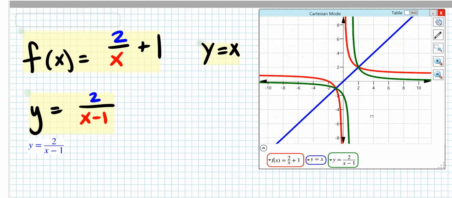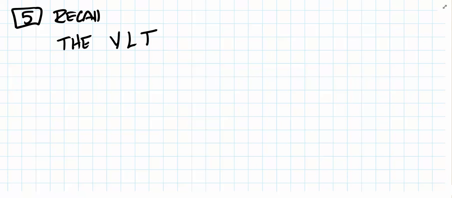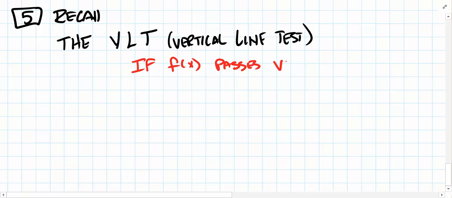Who's ever heard of the vertical line test? Yeah. The vertical line test. Okay, what does the vertical line test help us do? Determine if it is a function or not. Yeah, so if f of x passes the VLT, that's what I call the vertical line test, then what? It's a function. Very good. Then f of x is a function. Okay? That's the VLT. That's the first one.